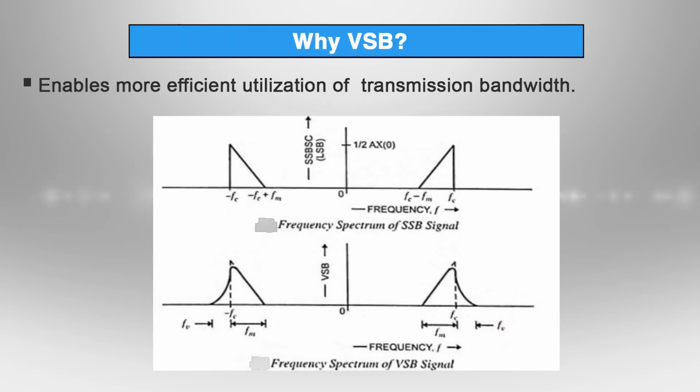Now, let us understand why VSB is required. There are mainly two reasons for using VSB. First, it enables more efficient utilization of transmission bandwidth. Unlike SSB modulation, which transmits only one sideband containing half of the information, VSB transmits a portion of the sideband, thereby freeing up the available bandwidth for another signal. Bandwidth conservation is one of the key advantages of VSB modulation.